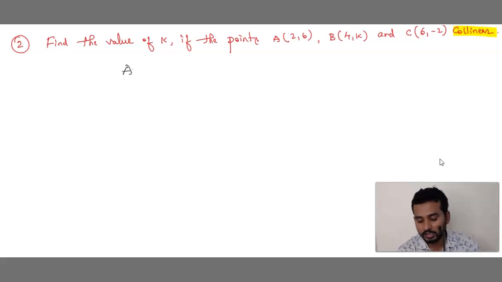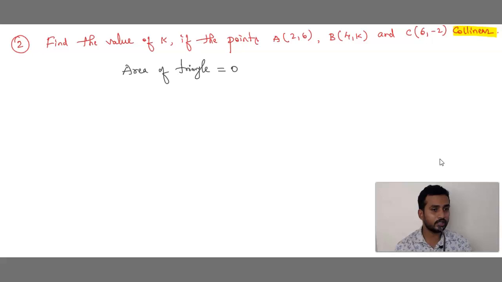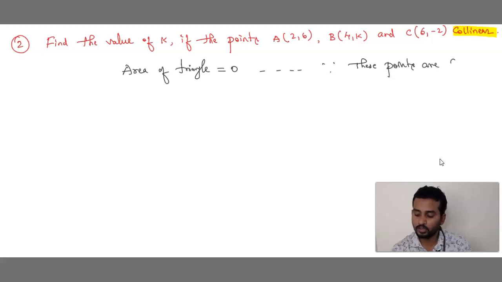Now, what is the condition if we have to say whether they are collinear? That is area of triangle. Area of triangle should be equal to 0. Correct? Why? Reason? Because these points are collinear. The given points are collinear. Already the question itself has given that. These points are collinear. So area of triangle should be equal to 0. Understood? Now, what is the formula to find area of triangle?